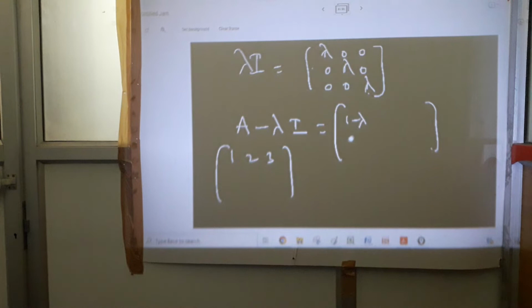1 minus lambda will be there. Because they are zeros, there will be no change. Similarly here, only the diagonal element will change. Okay, not the zeros. What will come? That 2 and 3 will come, right? 1 minus lambda, 2, 3, no change here.